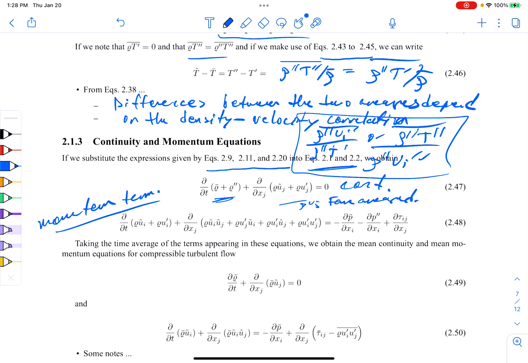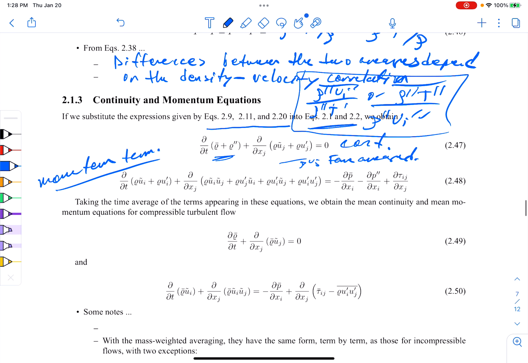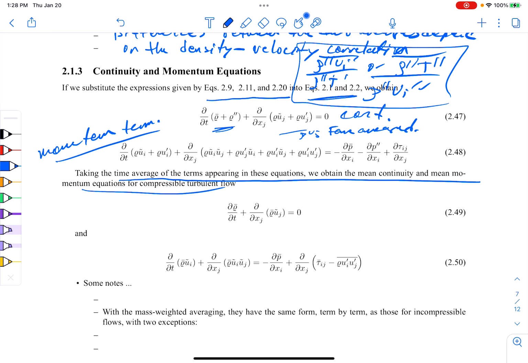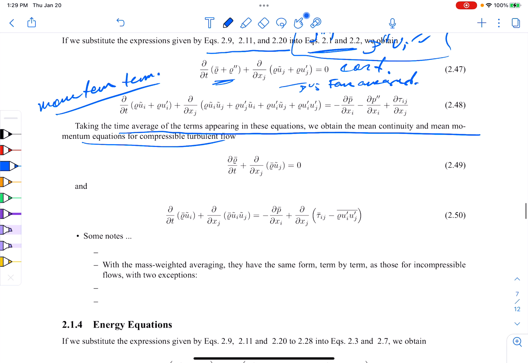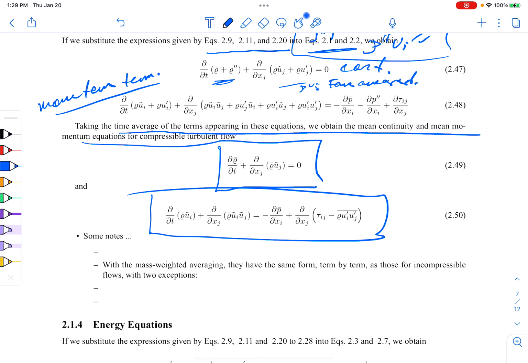So I've made the substitution, well, I haven't taken the averages yet, but now I want to take the averaging of these equations and then set terms to 0, which I showed were 0 in the previous section, 2.12. And now we get the two important equations, which are the base equations for conservation of mass and momentum.